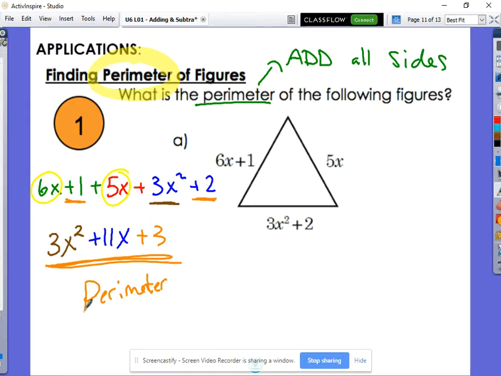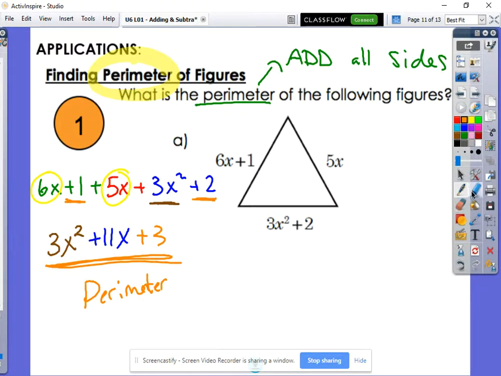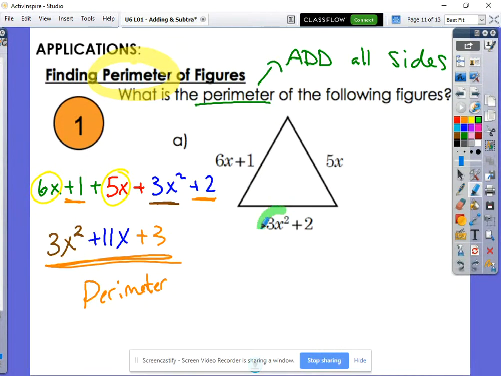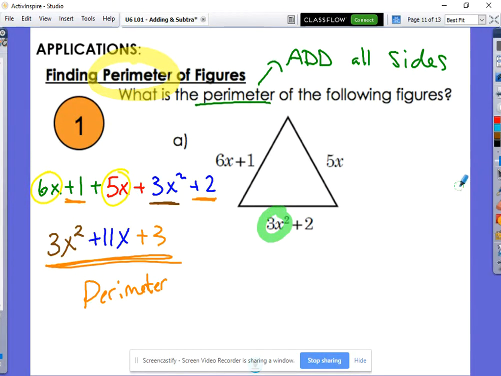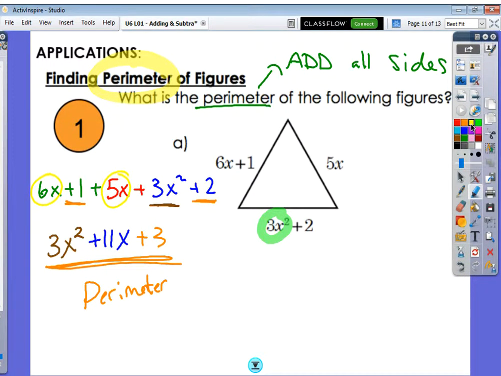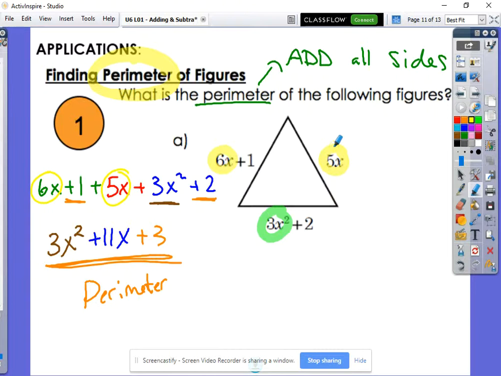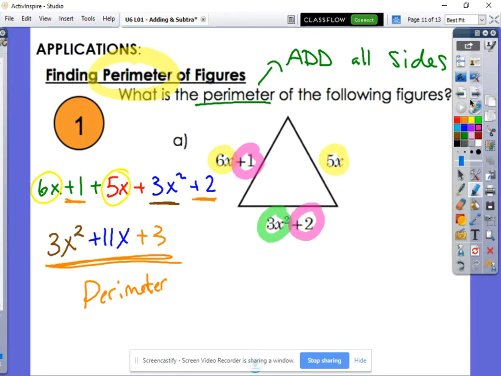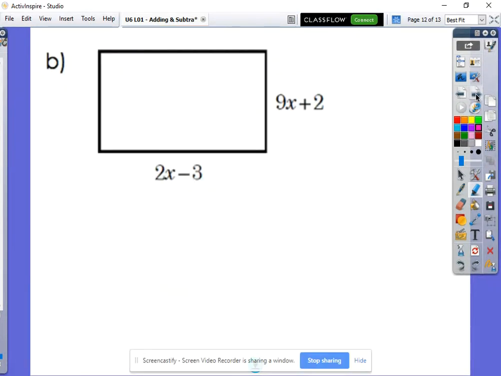Now, if you don't want to write all those out, that's fine. Just start by identifying your highest term. That's 3x squared because of the x squared. Then we say, okay, I do have some like terms, the 6x and the 5x, as well as the positive 2 and the positive 1. You don't necessarily have to write that all out as long as you can start combining those like terms. So that's how we find the perimeter of a shape using polynomials.